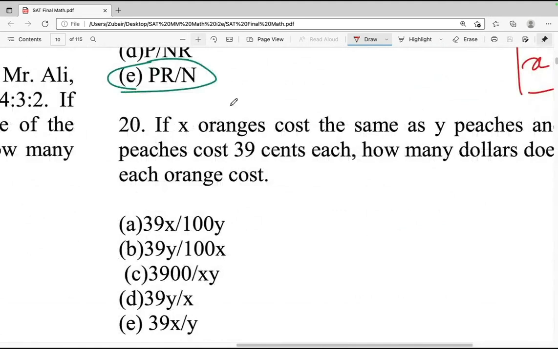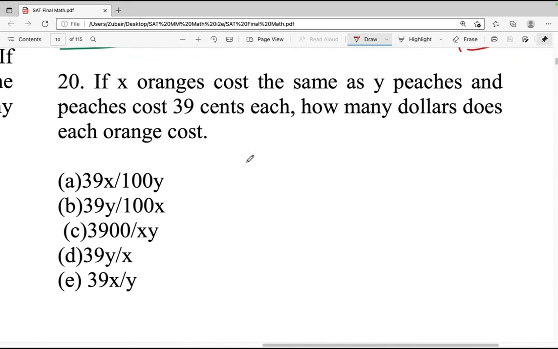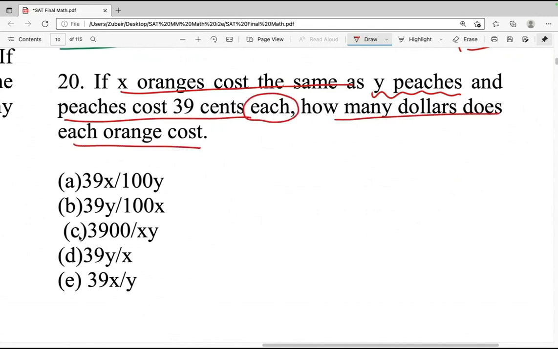I'll do question 20 with you, and I just remembered there's one more good question. We'll do that too. If X oranges cost the same as Y peaches, and peaches cost 39 cents each, how many dollars does each orange cost? Now let me say X oranges, X is the number of oranges, and let me say O is the price. So number of oranges multiplied with the price is equal, costs the same as Y peaches. So number of peaches times cost of peach.